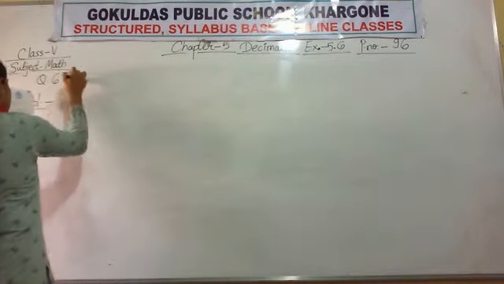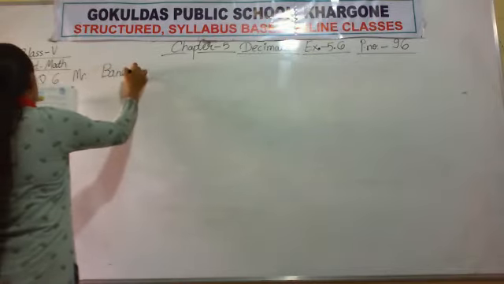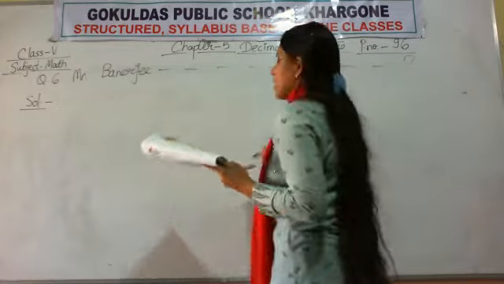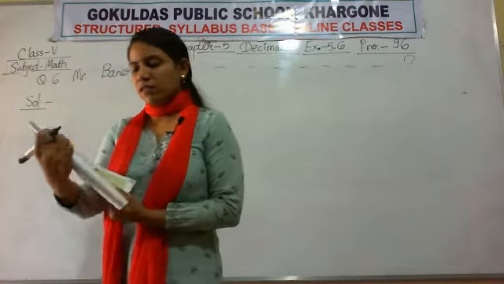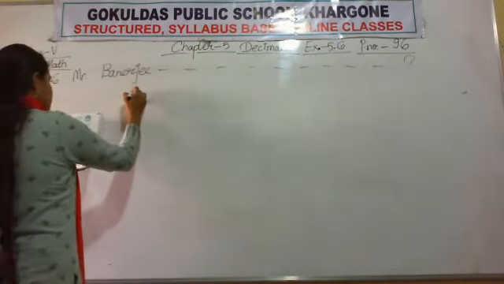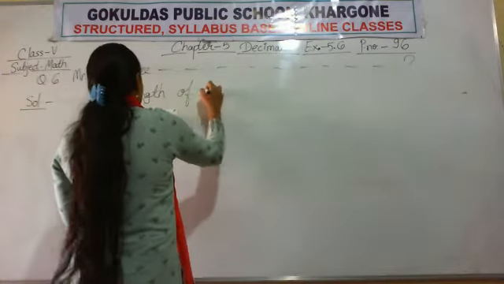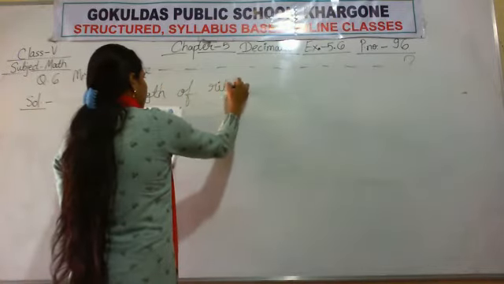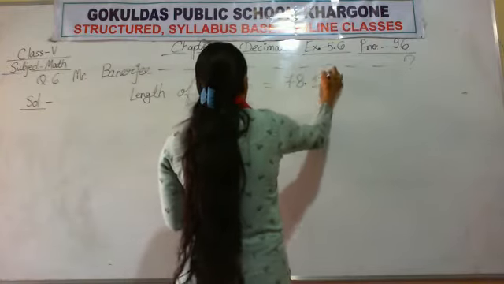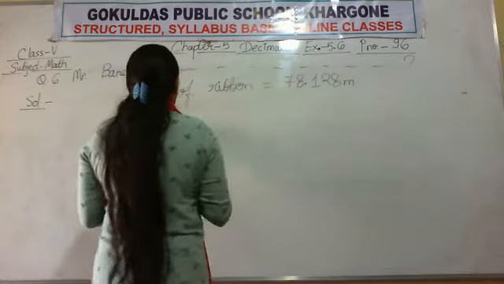Question number 6. Mr. Banerjee... Here in this question we need to find the length of one piece. Length of ribbon is 78.128 meter.